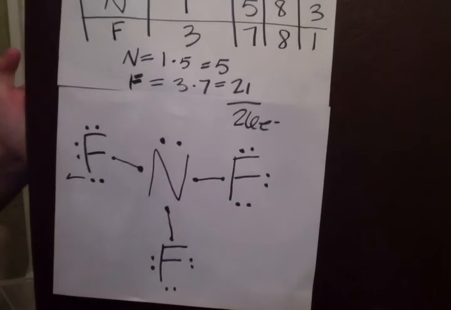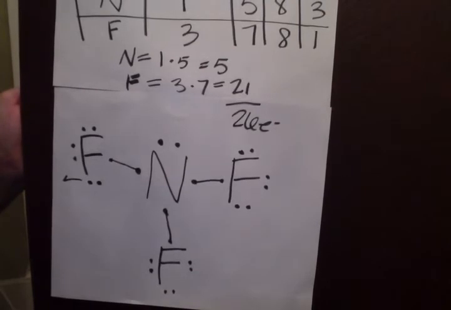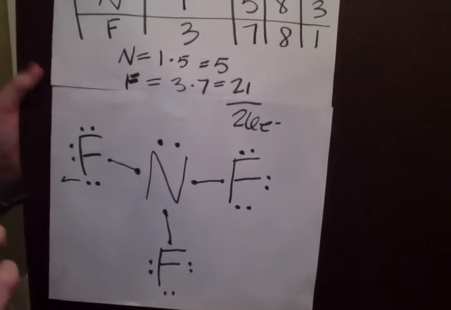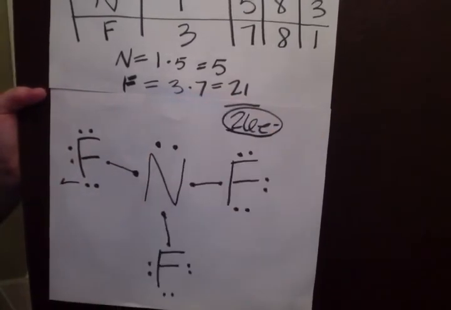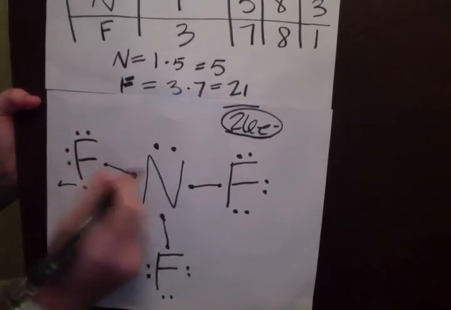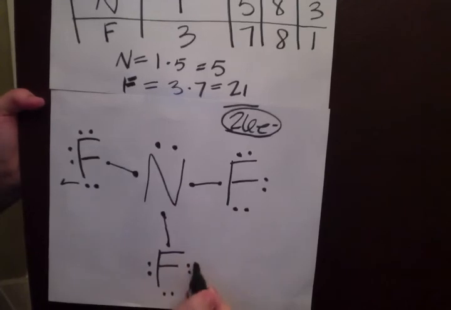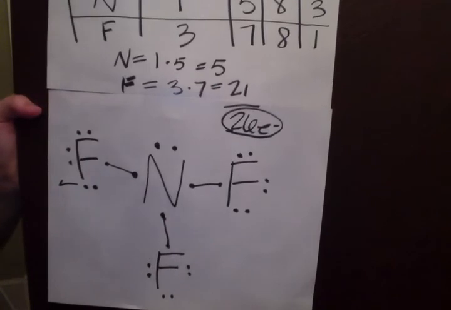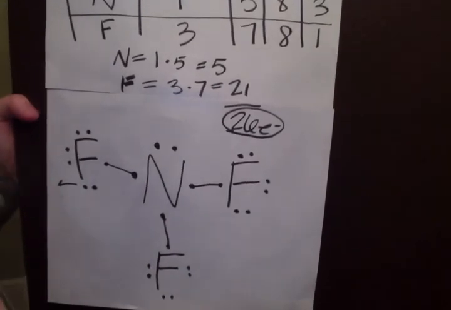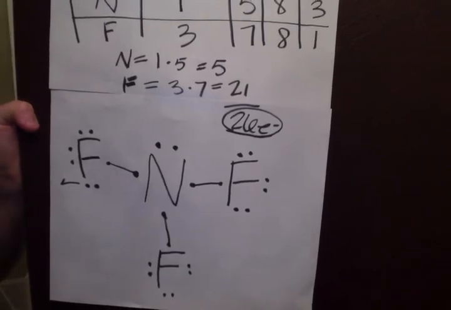So now that each one has 8, we need to check and make sure that there are 26 electrons total, so we have to match that number. 2, 4, 6, 8, 10, 12, 14, 16, 18, 20, 22, 24, 26. So there are 26 electrons, which means that this Lewis dot structure matches our chart. And that is how you do a Lewis dot structure.